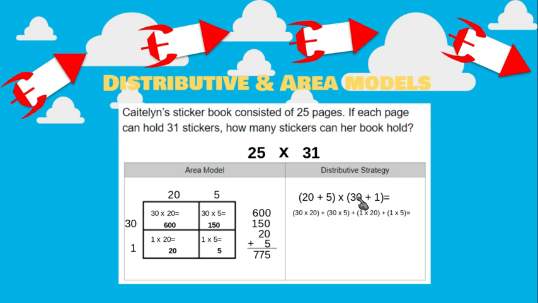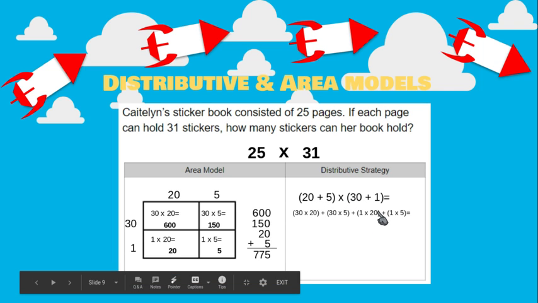Now I've already distributed this 30 to both of them. So now I'm going to go on to the next number. I've got a 1. So now I'm going to distribute this 1 times 20, boom.